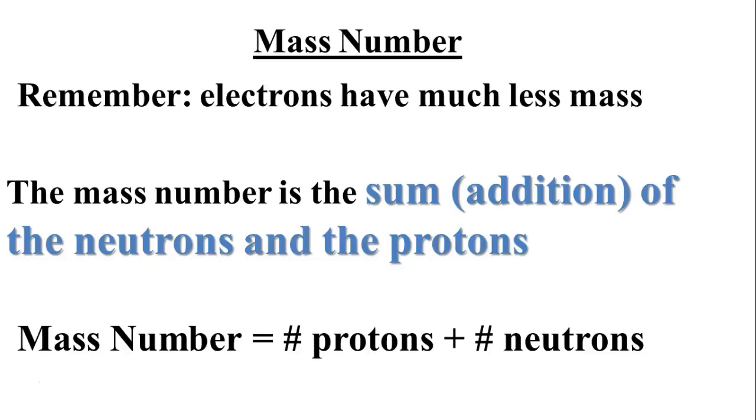The easiest way to think about it: if we have protons and neutrons, we just add them together to get the mass number. But what if we had the mass number and only the protons? How do we figure out the number of neutrons then? The answer is that we would just subtract. Mass number minus protons gives us the neutrons. We could do the same thing over here: mass number minus neutrons gives you protons. You can really move that around however you want to.